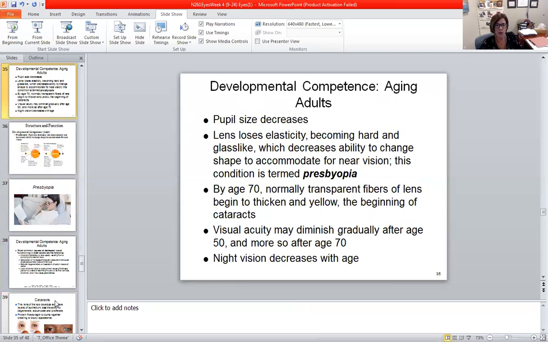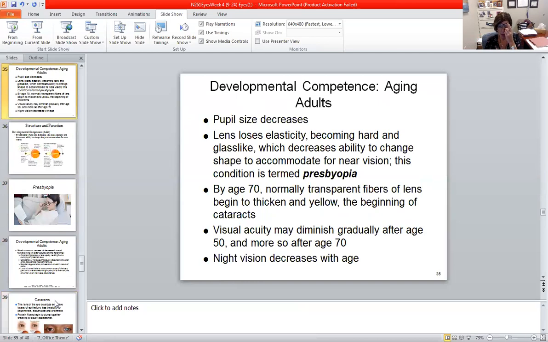Okay, changes with the elderly. This is what you need to know: the pupil size decreases, and the lens loses its elasticity. So remember I said the lens changes shape. It either gets wider or it becomes more concave when it's focusing on near and far away objects.